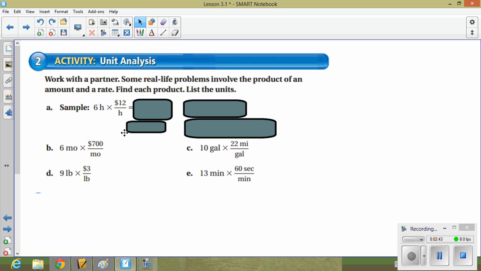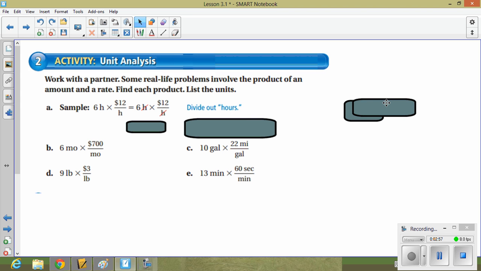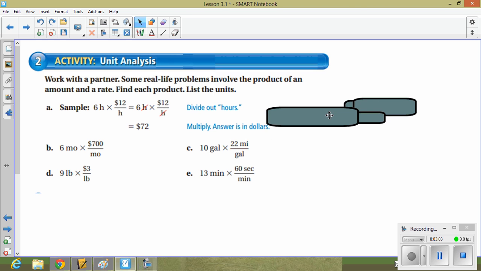So for this first example, we have 6 hours times $12 per hour. What we can do in this case is cross-cancel hours. So it's 6 times 12. We're going to divide out the hours, which we just did. 6 times 12 is 72, which means our answer is in dollars.